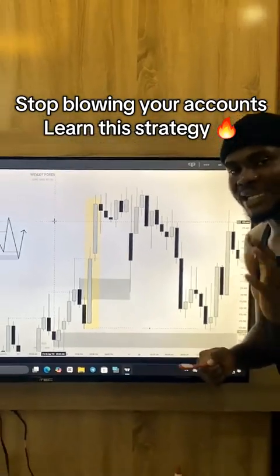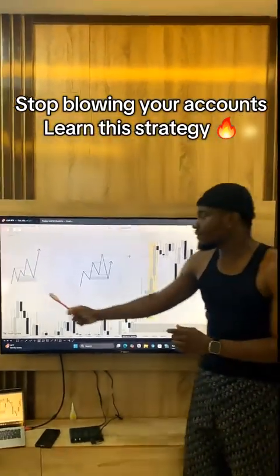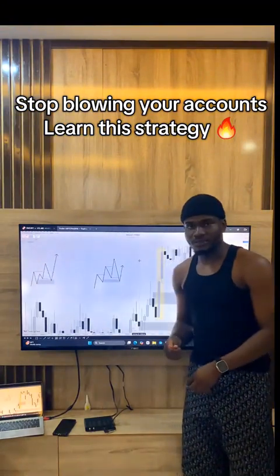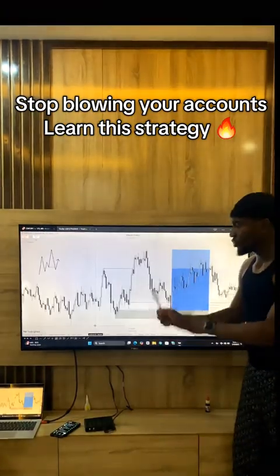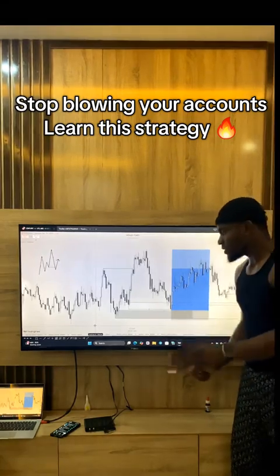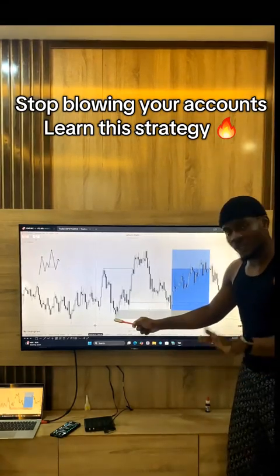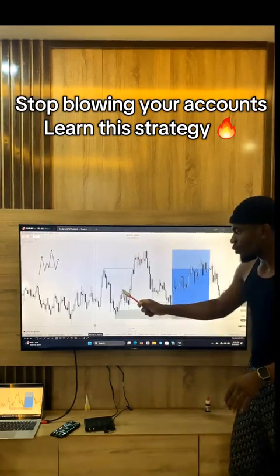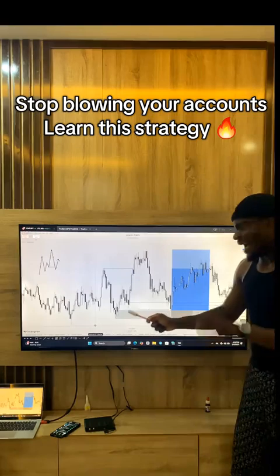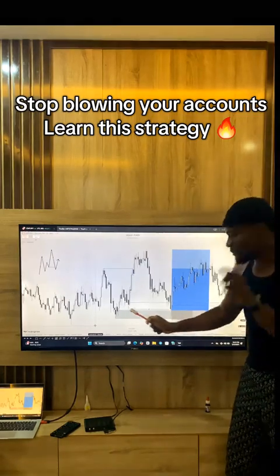Now, let me show you an example of when we have an internal structure for liquidity. Now, take a look at this structure. What do you observe? You observe that from this swing point to this high, we have an internal low that was formed. And this internal low that was formed became the liquidity.